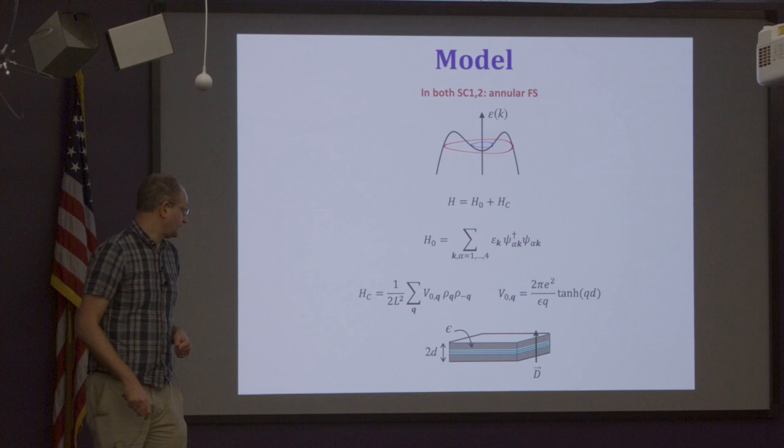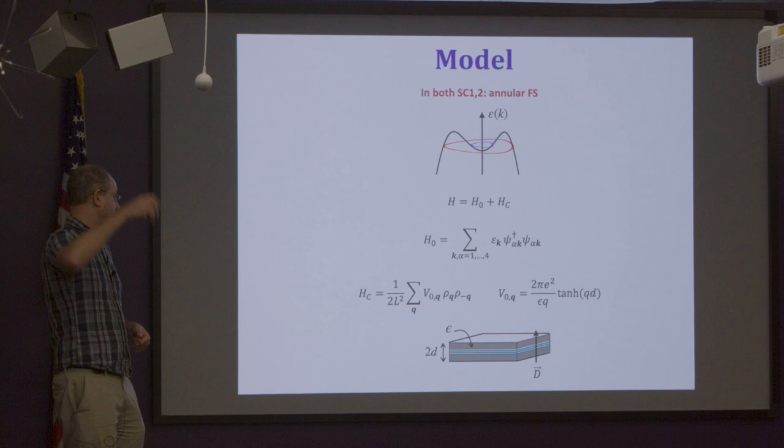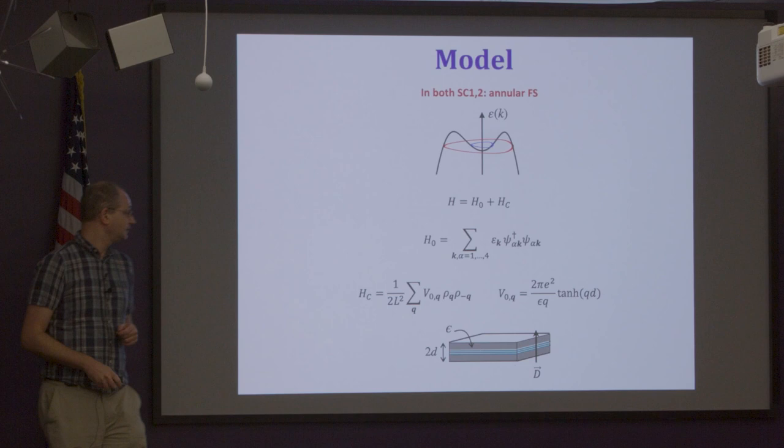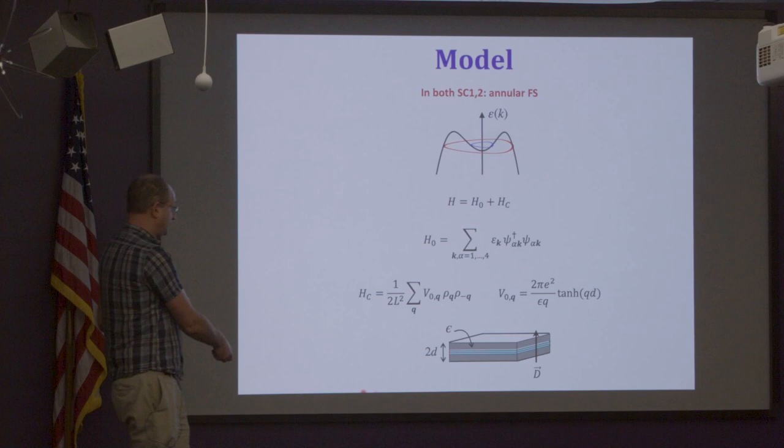Now, these two metallic gates are quite distant. So the distance to the metallic gate is about 4 times bigger than the distance between electrons. So they actually don't play a big role here. It's a very interesting question to ask what would happen if you bring these gates closer and closer. But we won't do that for now.